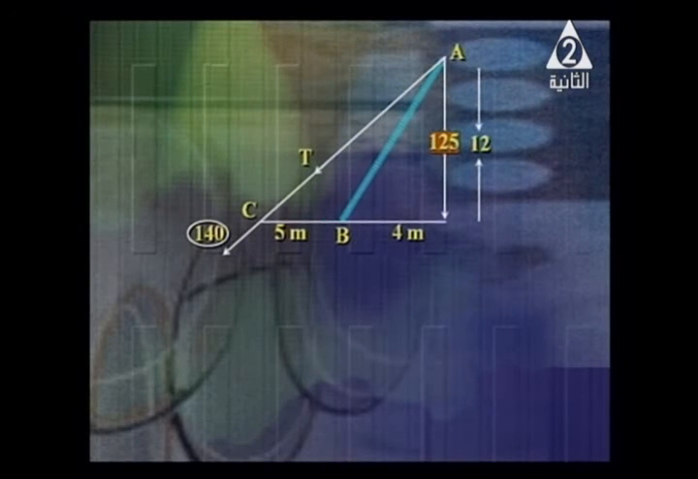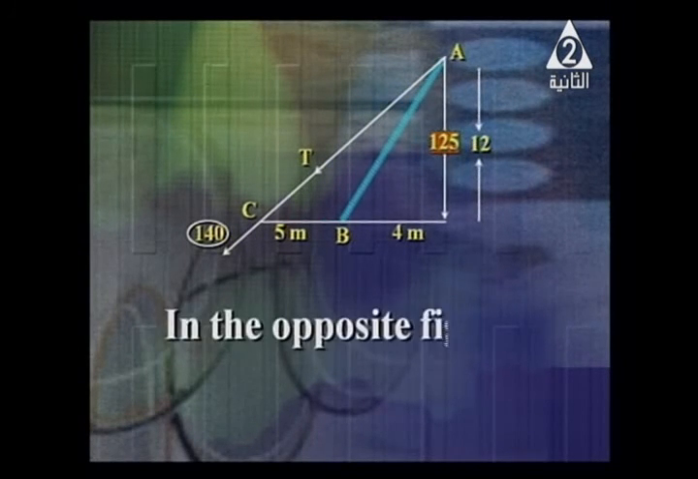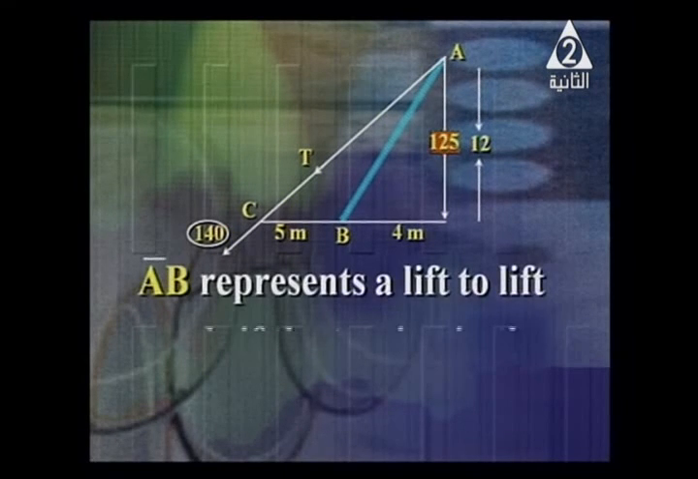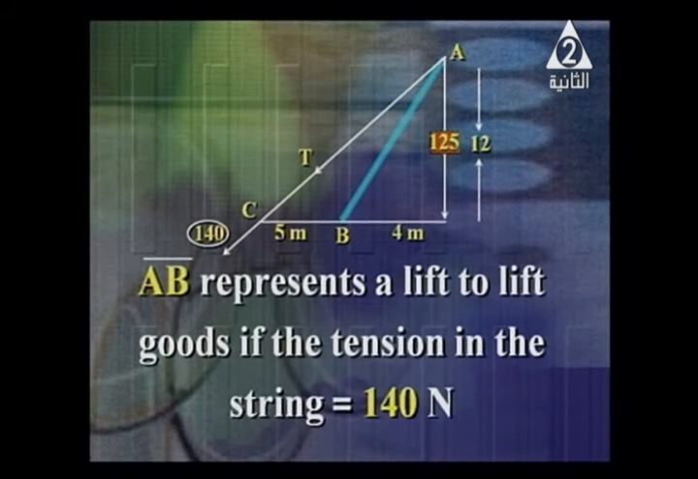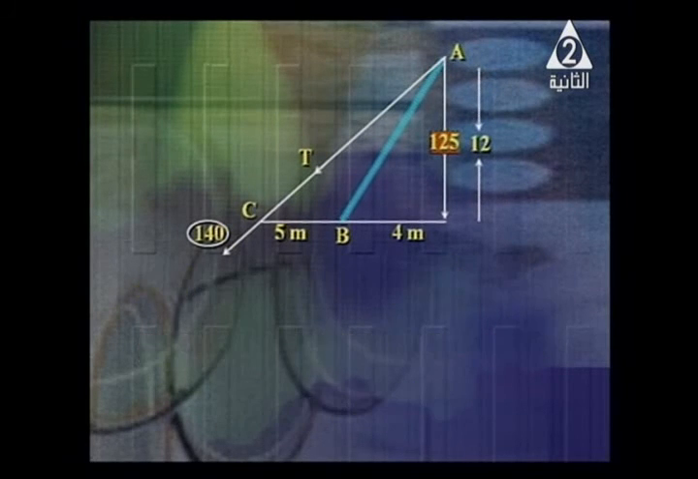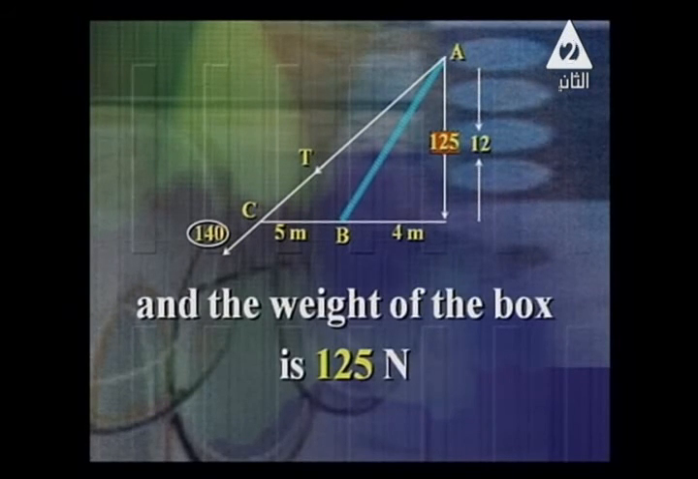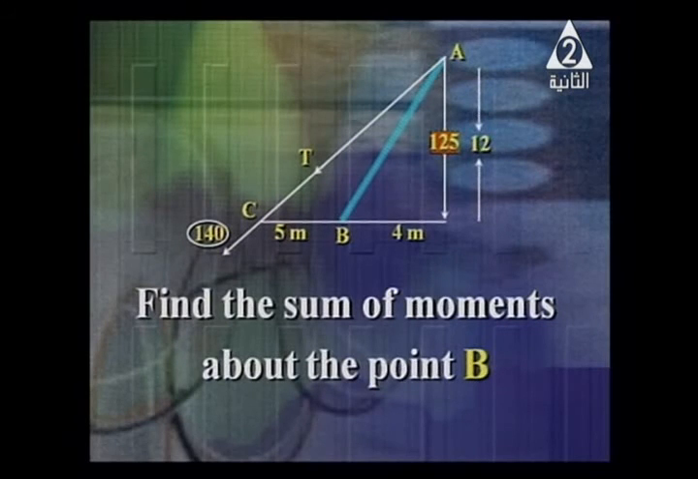Now we move to an example, a very important example. In the opposite figure, AB represents a lift for goods. If the tension in the string is 140 Newton and the weight of the box is 125 Newton, find the sum of moments about the point B.